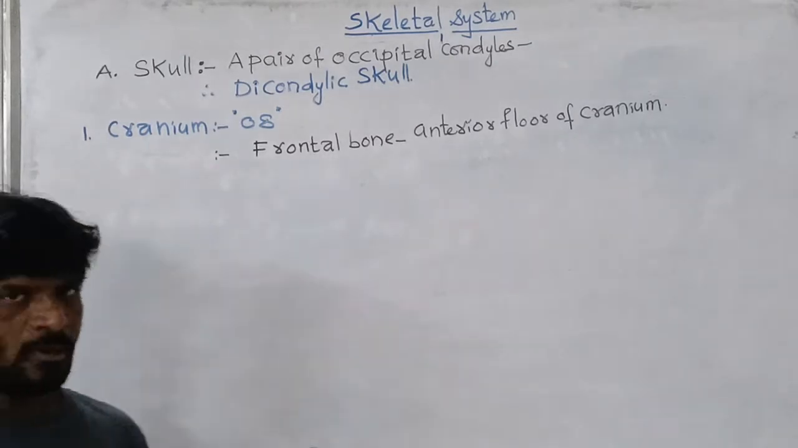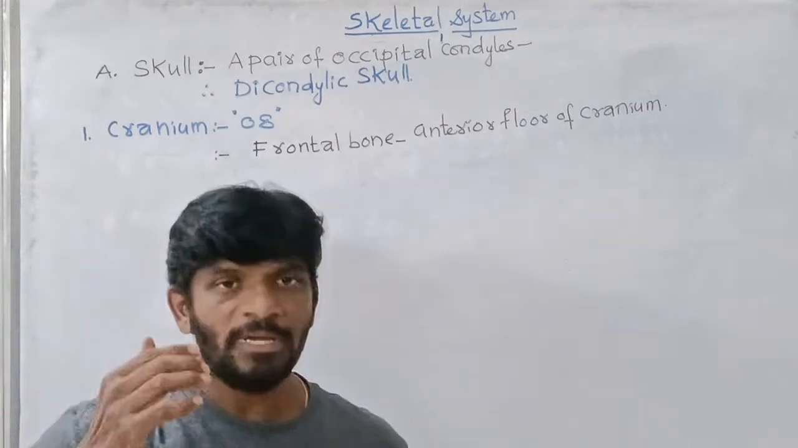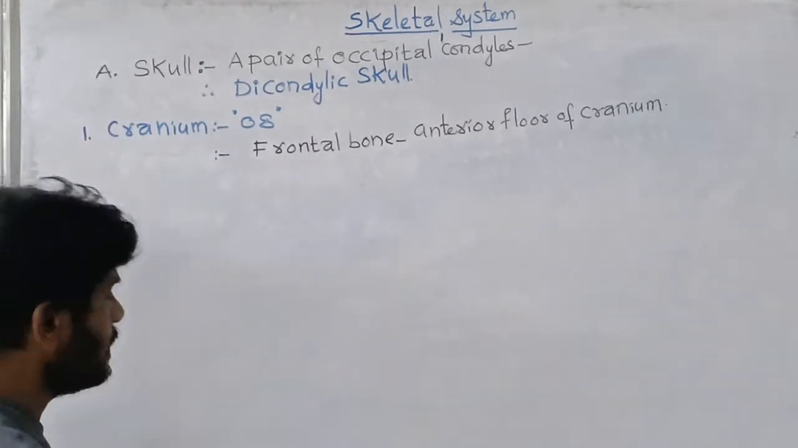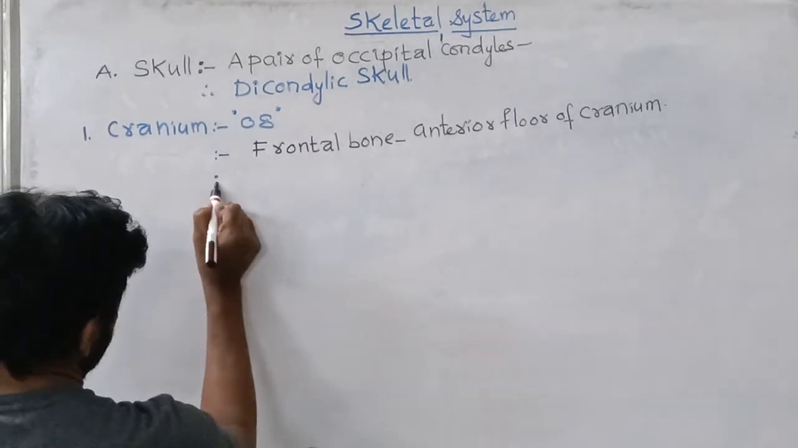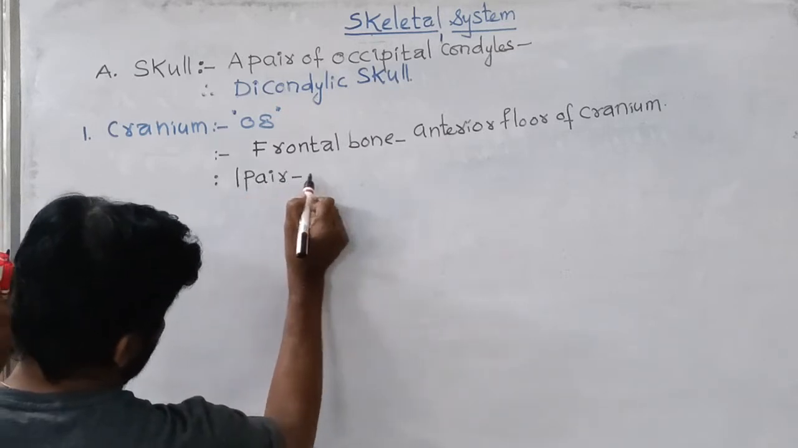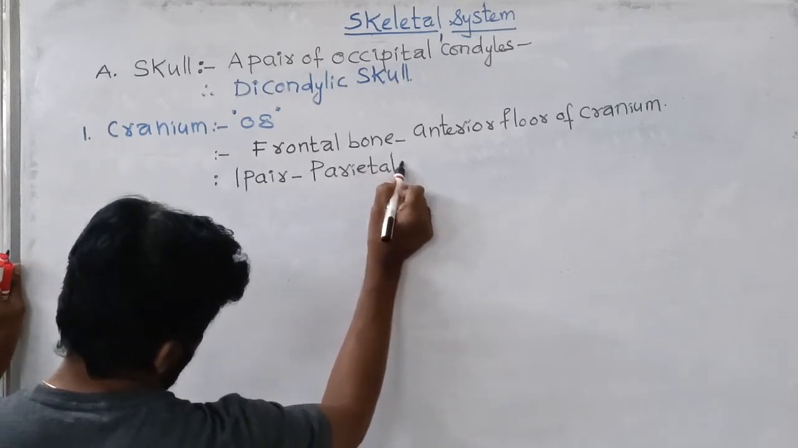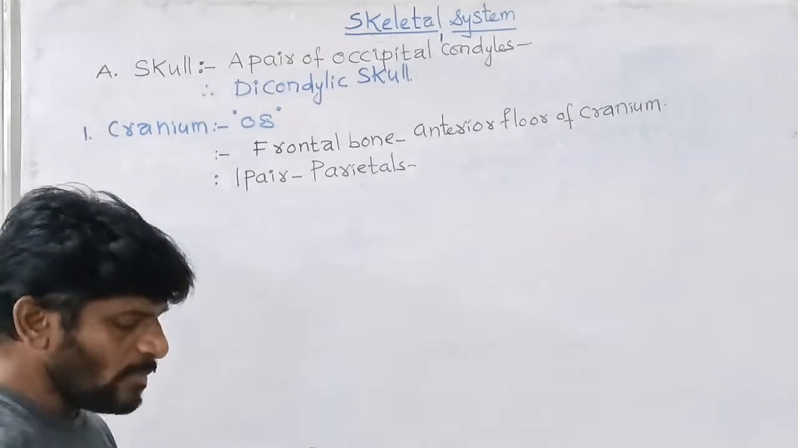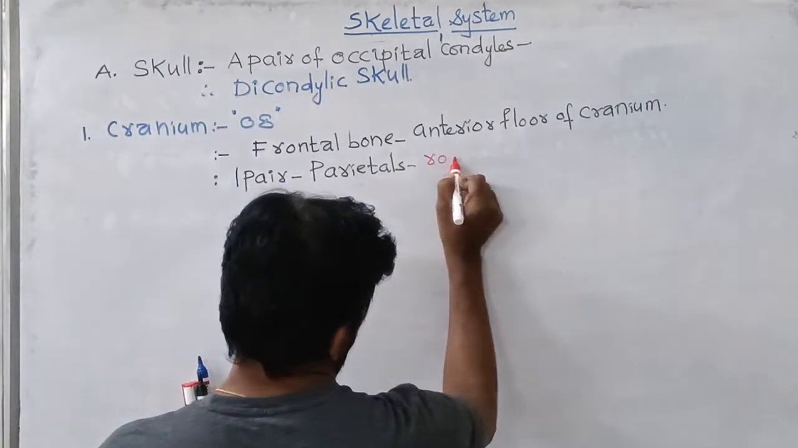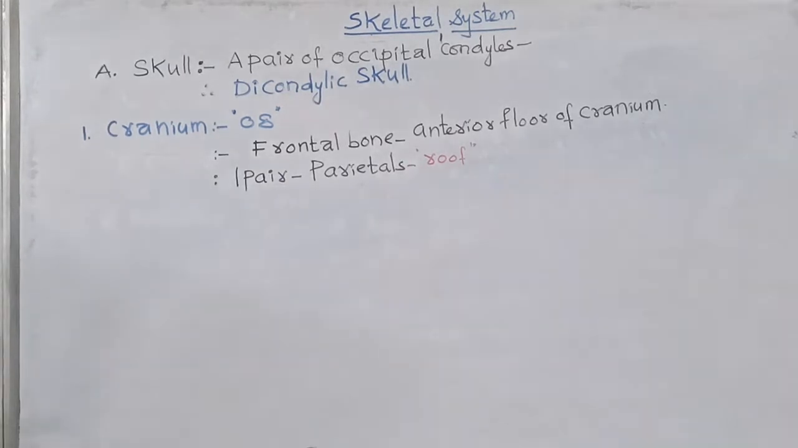After the frontal, these are a pair of parietal bones. This is one parietal, another parietal bone. These parietal bones form the major roof of the cranium.